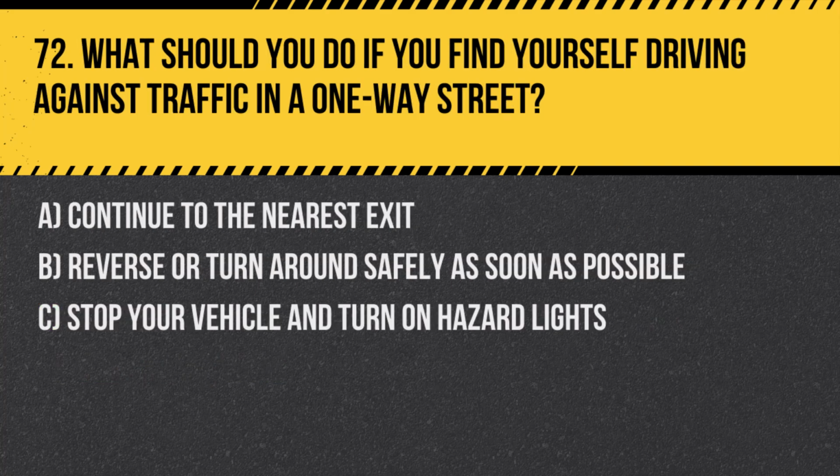Question 72. What should you do if you find yourself driving against traffic in a one-way street? A. Continue to the nearest exit. B. Reverse or turn around safely as soon as possible. C. Stop your vehicle and turn on hazard lights.